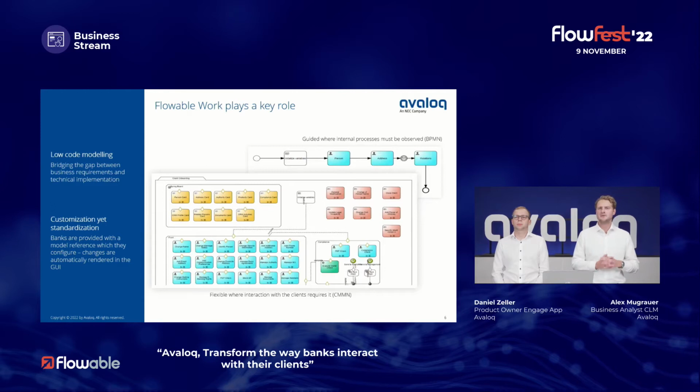Flowable Work plays a key role in our offering in two major ways. First, through low-code modeling, which bridges the gap between the business requirements and the technical implementation. What do we mean by that? Well, to give you an example, I am more of a business-oriented business analyst, but still I am able to do a lot of the modeling myself without having to involve any developers. As you can imagine, this enables us to quickly try out new ideas.